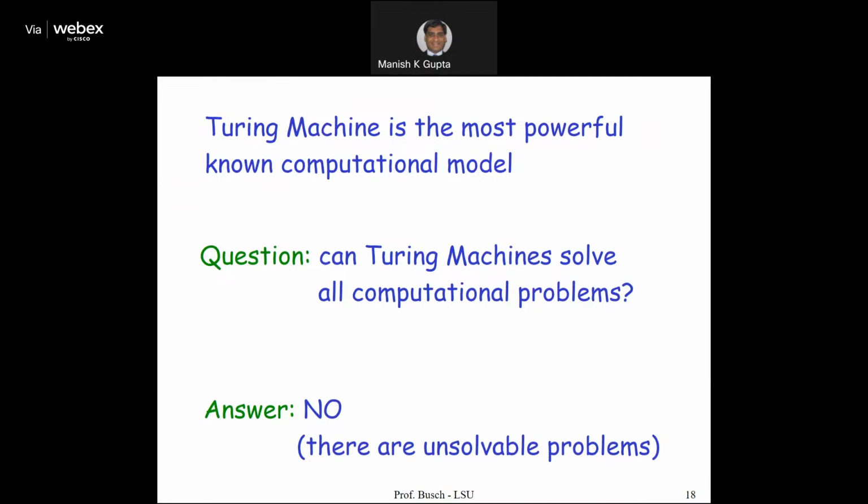Then he showed that there are certain problems, for example the halting problem, which cannot be solved by a Turing machine. So the answer was negative, that you cannot solve. Basically, there cannot be a systematic procedure which can solve everything. So there is a limitation. It's a very, very important fundamental result from a computer science perspective, right?